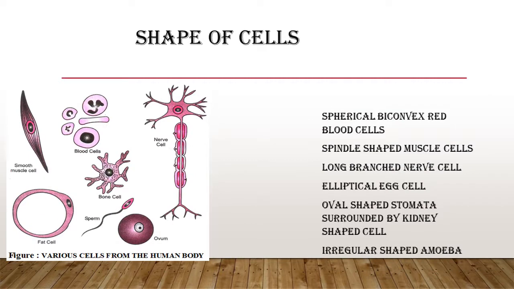Now we can have different shapes of the cells. As you can see on the screen, the diagrams are also given in the book. Some cells are spherical, some are long, some are branched, and some are irregular also. Like amoeba, which you have done in class 7, it does not have any specific shape. Similarly, in the human body, the white blood cell, that is WBC, also has an irregular shape that is continuously changing. So these are some specific shapes of the cells.